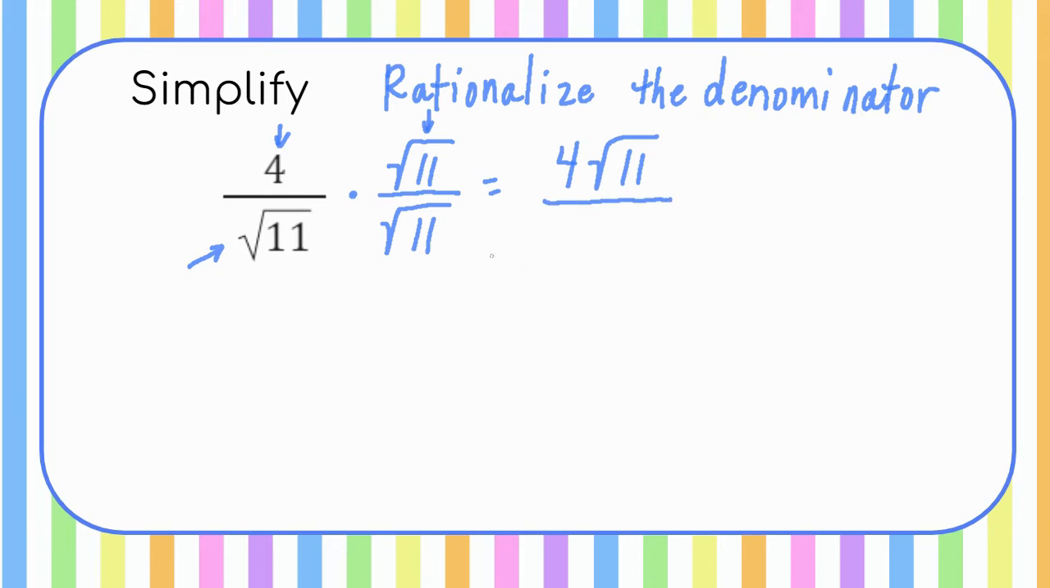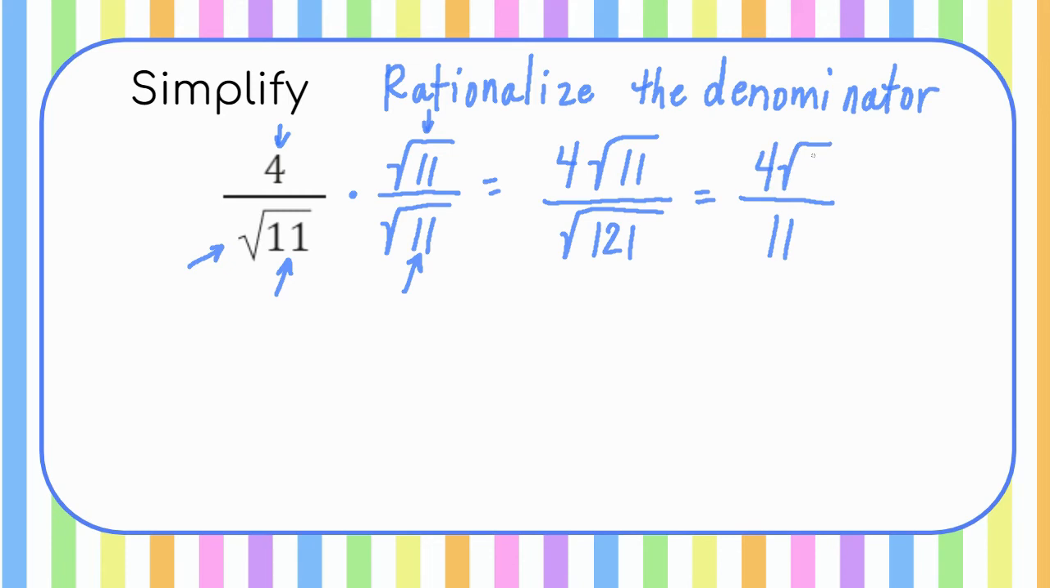Now on the bottom, it's a little different story because you have a number under a square root times a number under a square root. You can multiply those as long as you keep it under the square root. So 11 times 11 would give you 121. Now look at that denominator. The square root of 121 is 11.